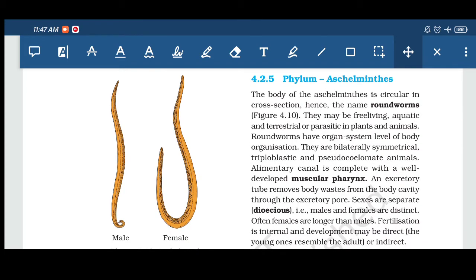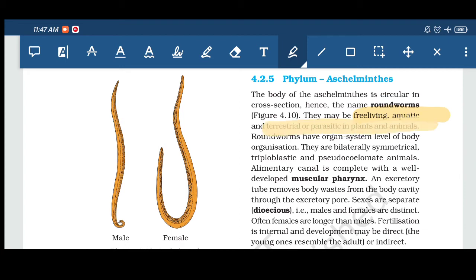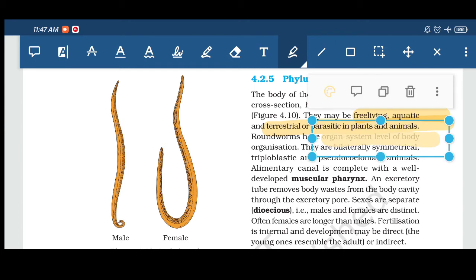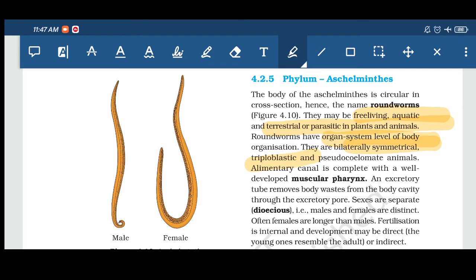They may be free living, aquatic, or terrestrial, or parasitic in plants and animals. Roundworms have an organ system level of organization. They are bilaterally symmetrical and triploblastic. They are pseudocoelomates. This is the only phylum which is pseudocoelomate. Before this they were acoelomates, and after this they are coelomates. But this phylum Aschelminthes is the only phylum having pseudocoelomate animals.